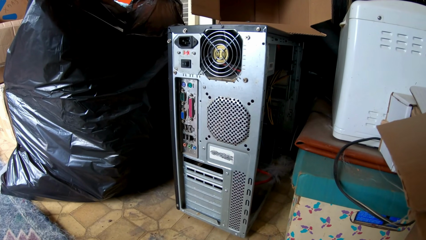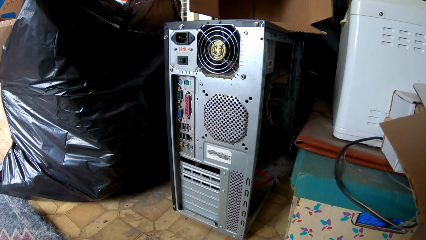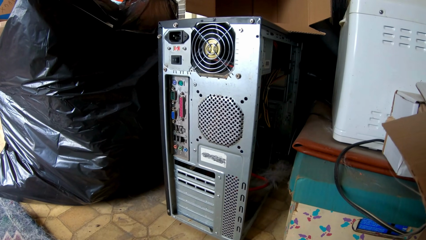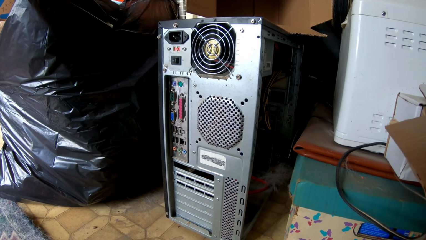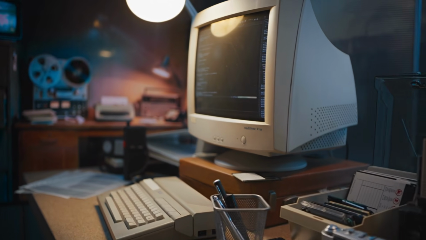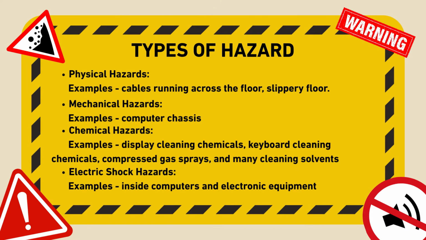Inside computers and electronic devices, there are live wires and circuits, and if we open them without proper training, we could get shocked. This is especially dangerous with CRT monitors, which store high voltage even when turned off. So never open these devices unless you're qualified.